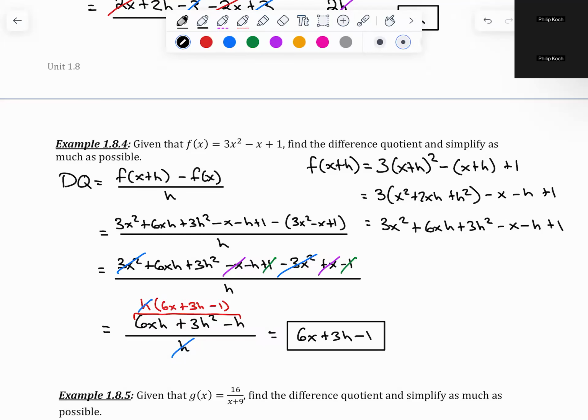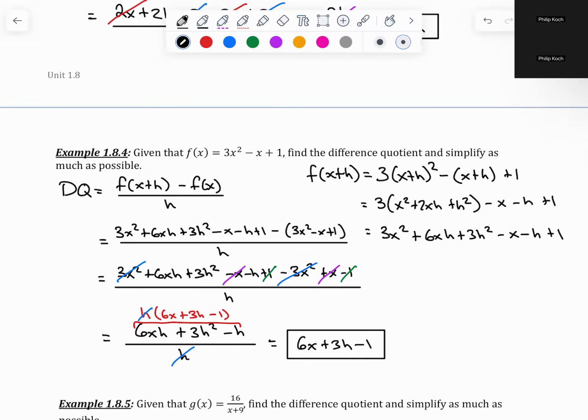Okay, so people watching the recording, this is what we get in all of its glory. So f of x plus h, once again, you're plugging in x plus h wherever you see an x. So instead of 3x squared, it's now 3 of the quantity x plus h squared. Instead of minus x, it's now minus the quantity x plus h. And the plus 1, there's no x's to plug into, so it just stays a plus 1.